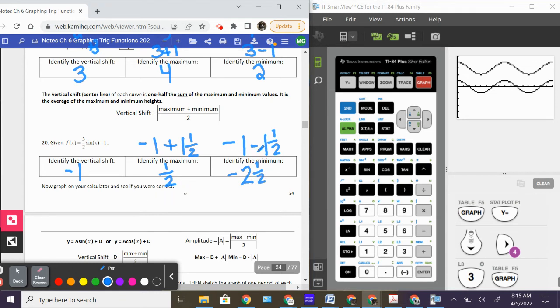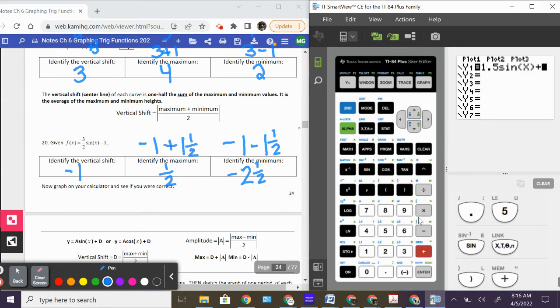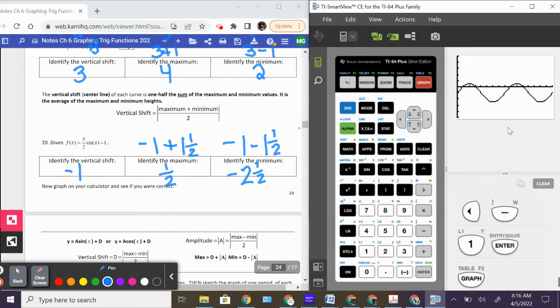And we're going to go ahead and graph that. Okay, so we'll graph that. We can clear all of this out. We don't need that. But let's go ahead and I'm going to put 1.5 just because it's easier on my computer, times the sine of x. Close that parenthesis, and then, whoops, I should have subtracted, -1. Enter. Let's see what that graph looks like.